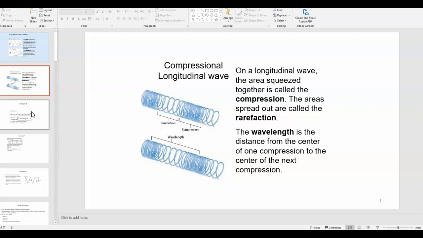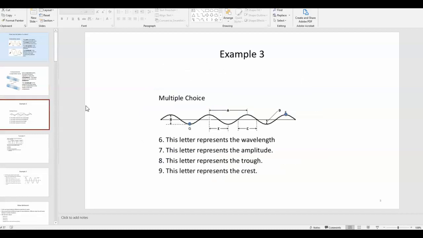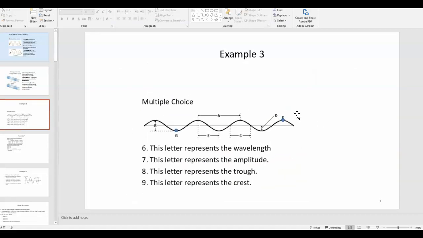Okay, and so now, just to wrap up this video, we're going to do three quick examples concerning what we talked about waves in the last video. And so let's take a look at example 3. Example 3 is basically just asking you to label the different parts of what looks to be a transverse wave. All right, and so question 6 says this letter represents the wavelength.